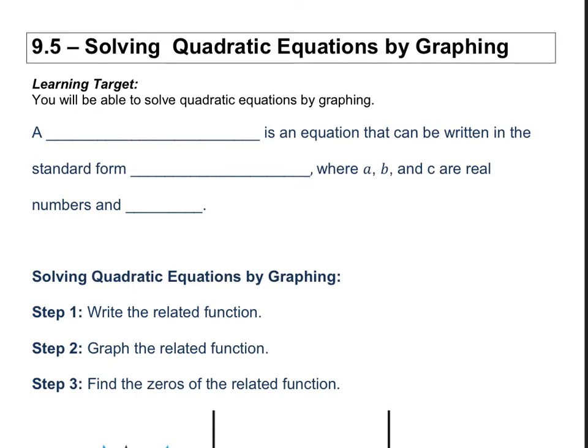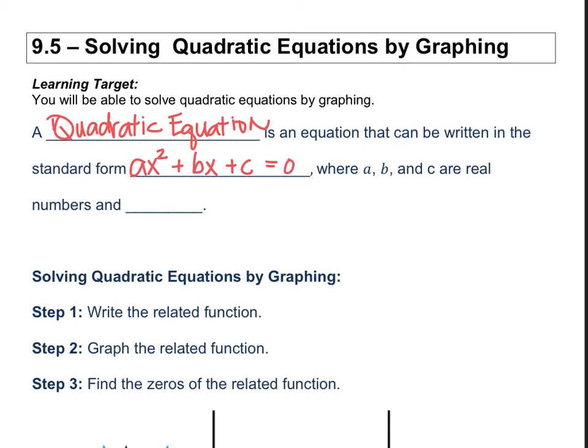Our first blank, a quadratic equation. Quadratic, and then equation, is an equation that can be written in the standard form, ax squared. This will be familiar. You guys have seen the standard form before. So ax squared plus bx plus c equals 0.